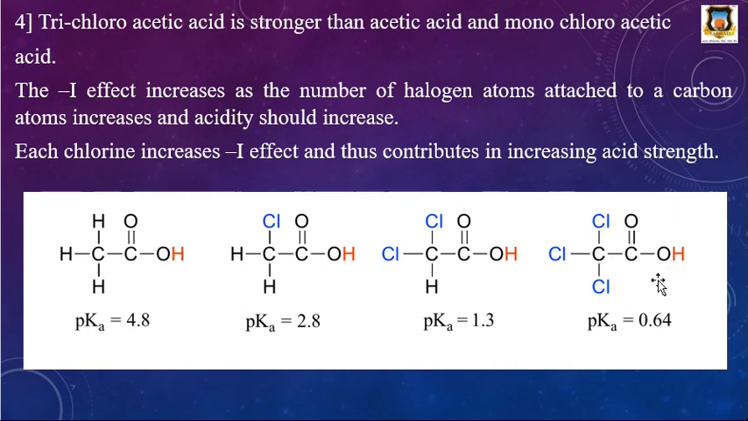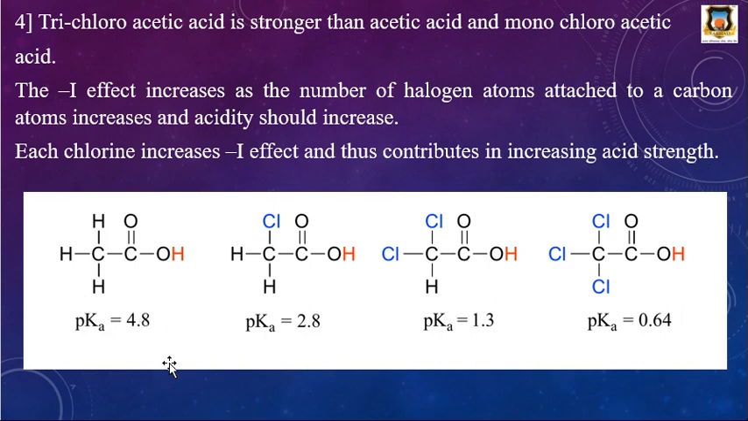Trichloroacetic acid has a total of 3 chlorine atoms, which exert a strong minus I effect, and therefore it assists the quick dissociation of the OH bond, and it also stabilizes the conjugate base more than these other acids. The minus I effect increases as the number of halogen atoms increases, and it increases the acidity. Therefore, each chlorine increases the minus I effect and so contributes to increasing the acidity.